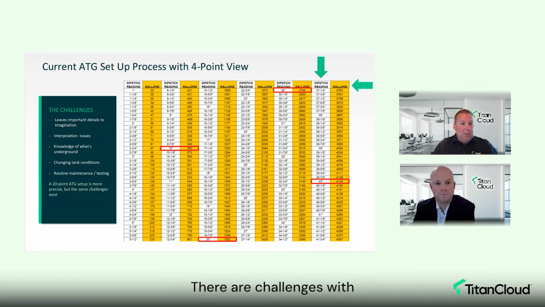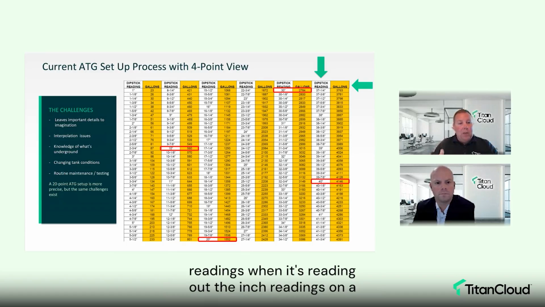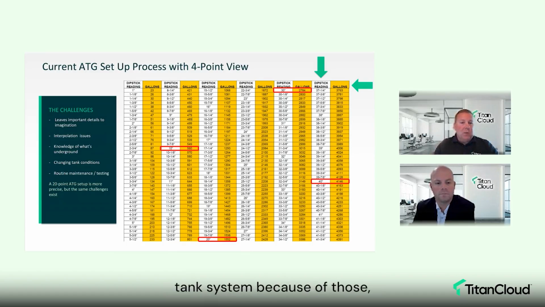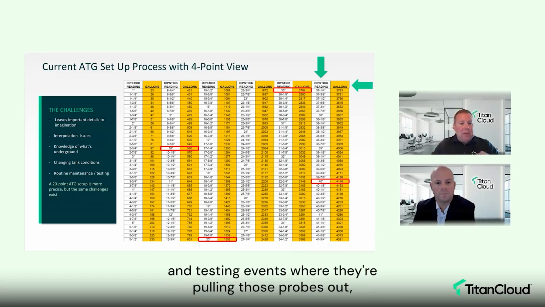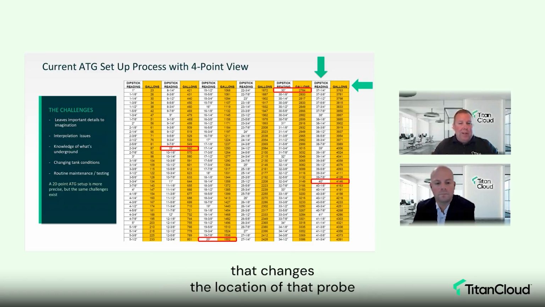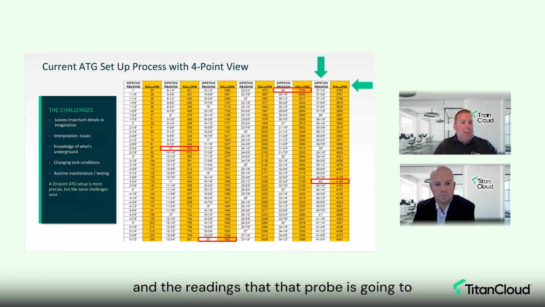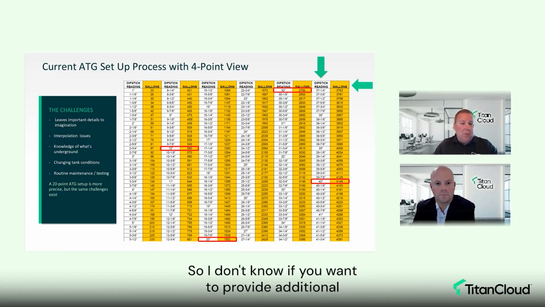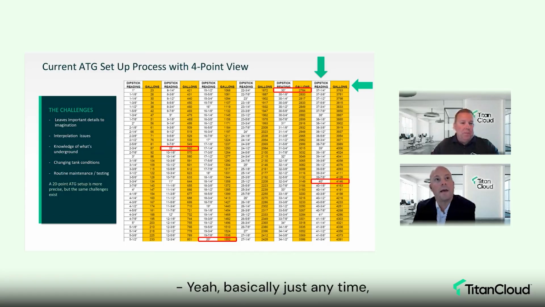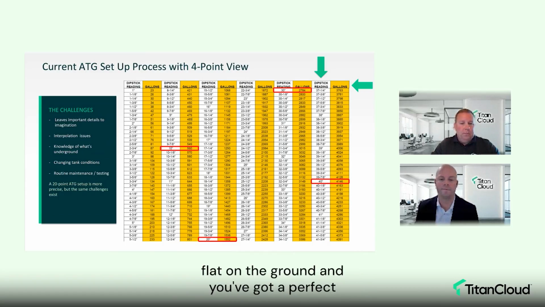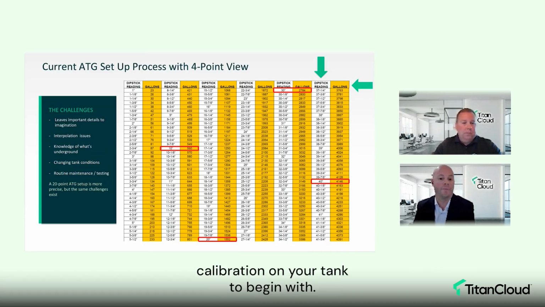So there's challenges with that interpolation. We're going to be talking about how some of those relate, but just like we were showing on the other ones, those oblong shapes or the over compaction, the interpolations aren't going to give you the right volume readings when it's reading out the inch readings on the tank system because of those challenges. And then Michael, you mentioned yesterday that the routine maintenance and testing events where they're pulling those probes out change the location of that probe and the readings that probe is going to be providing. So I don't know if you want to provide additional detail on that side. Yeah, basically any time, even if you had a perfect install, your tank's sitting perfectly flat on the ground, and you've got a perfect calibration on your tank to begin with.